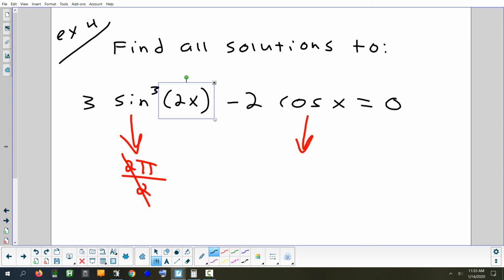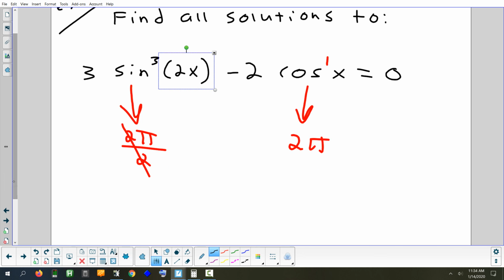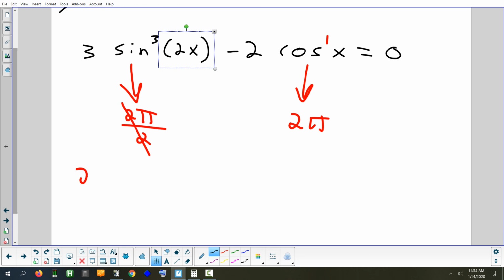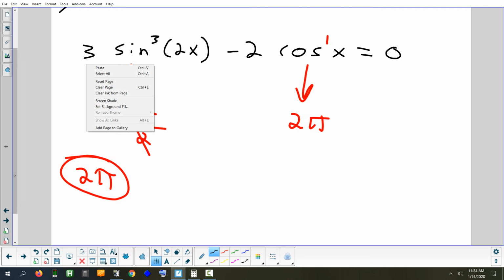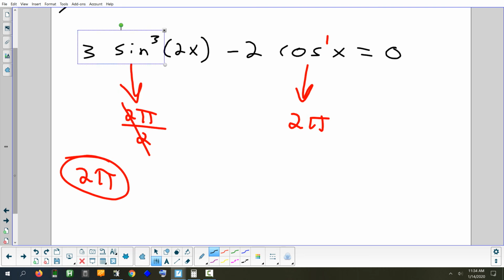Now, technically, that's cosine to what power? 1. It's really cosine to the first. We don't normally write that, but technically, that's cosine to an odd power. What's the formula for just cosine? 2 pi. It's 2 pi over b, but this time b is 1. Least common multiple there? 2 pi. Now, the 3 has nothing to do with that period. That's a vertical stretch. It doesn't affect the period.